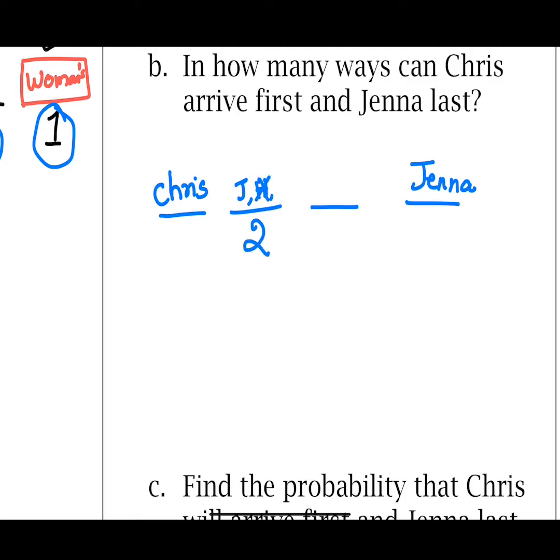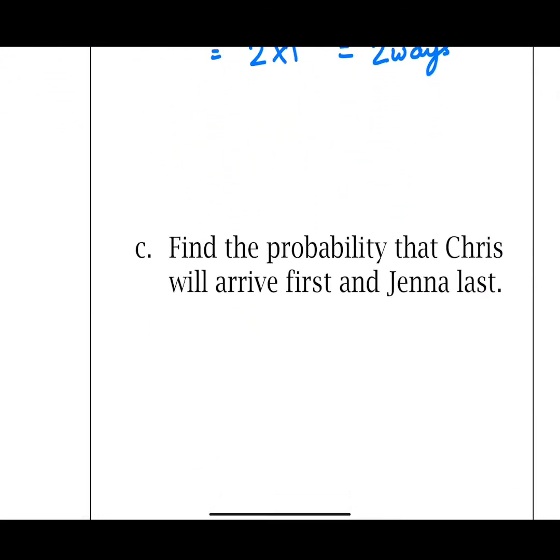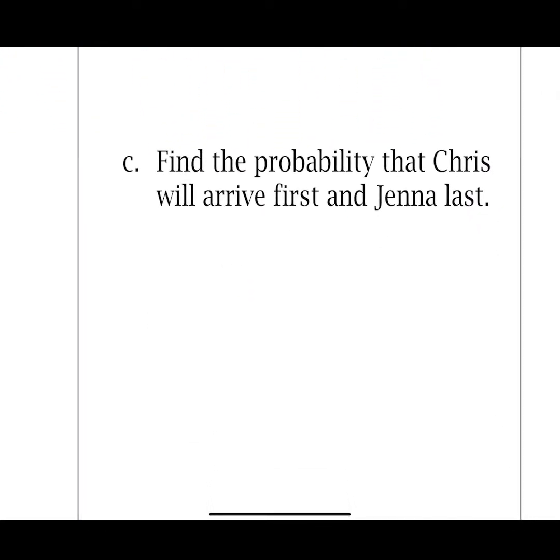Let's say Haley comes. How many options do I have left for the third one? 1. So keep in mind, they want Chris to come first. You don't have a choice. They want Jenna to come last. You don't have a choice. How many do you have left in between? Only 2. So that is 2 times 1, which is 2 ways. That is, Chris is coming first, Jenna is coming last. So John can come second, that is 1 way, or Haley can come second, that's another way. So only 2 ways. Now let's look at the probability that Chris will arrive first and Jenna last.